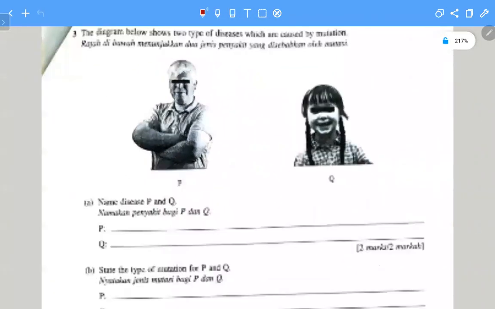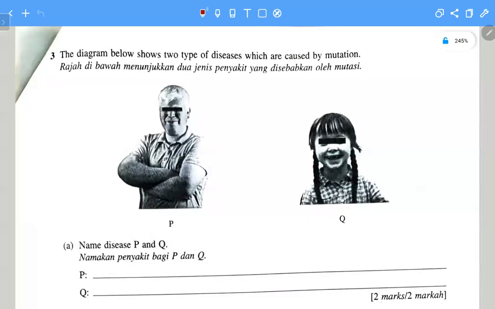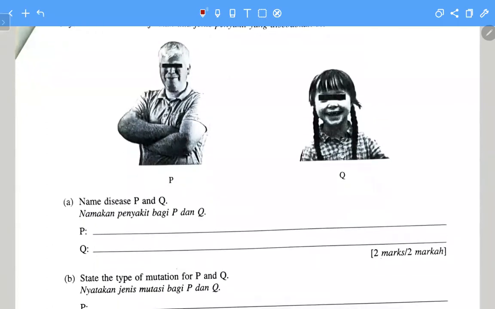Okay, next, number three. The graph below shows two types of diseases which are caused by mutation. If you look properly, you already know, because I gave you this picture in my notes. So this is actually called Down syndrome. I know P, you can't really see it, but can you guess what disease P is? Q is definitely Down syndrome, so I'm going to put Down syndrome here.